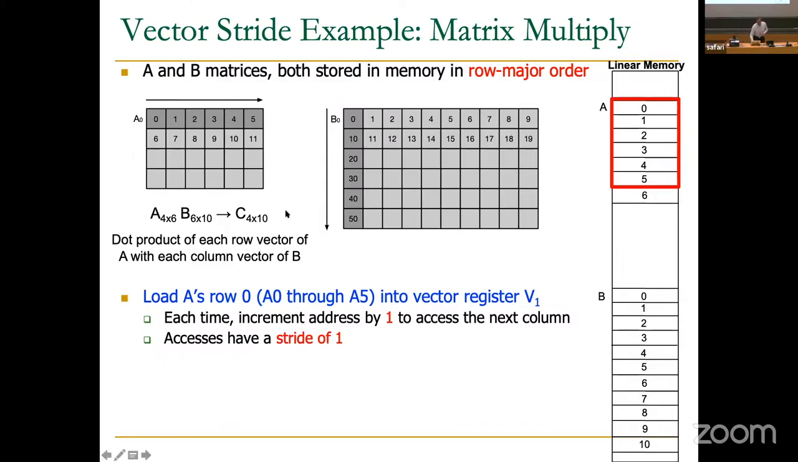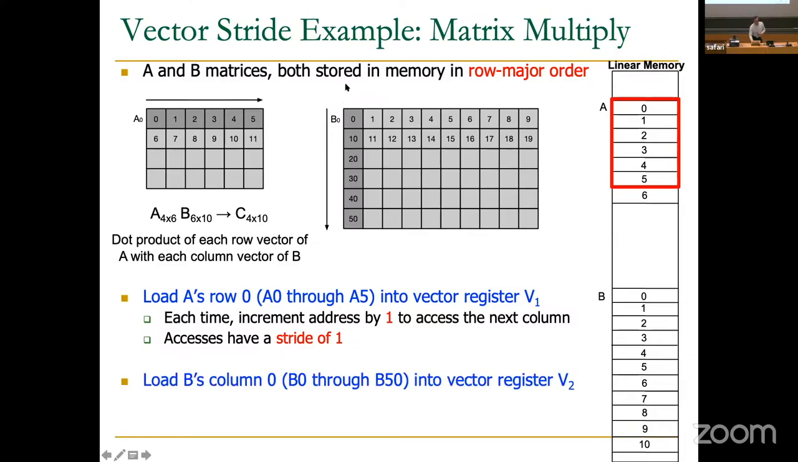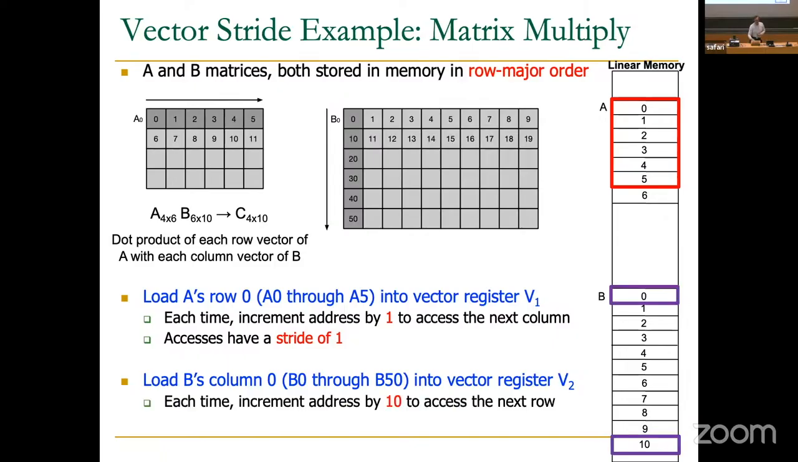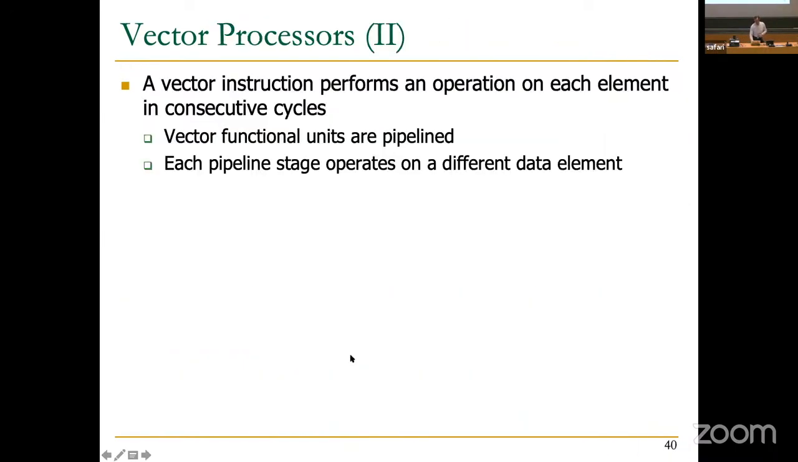Now, if you're loading B's column 0, that's not the case, as you will see. If basically we want to load B0, offset 0, B10, B20, B30, B40, B50 into the second vector so that we can actually do vector dot product. Now, clearly they're far apart from each other, right? So each time you need to increment the address by 10 to access the next row, and accesses have a stride of 10 in this case. So basically, you need to have different stride supports.